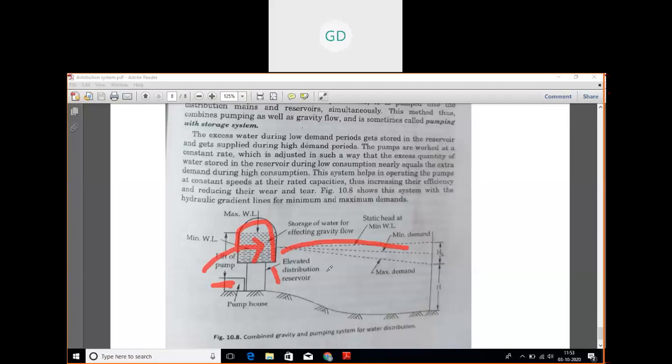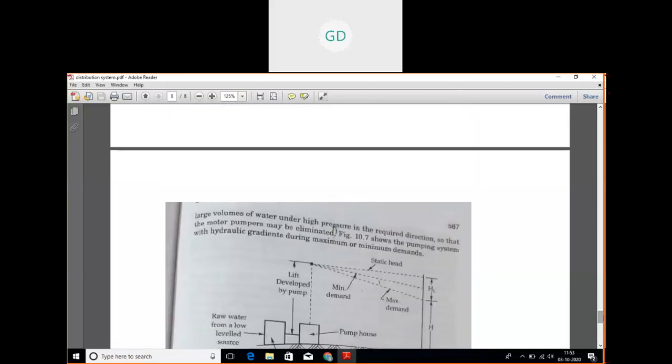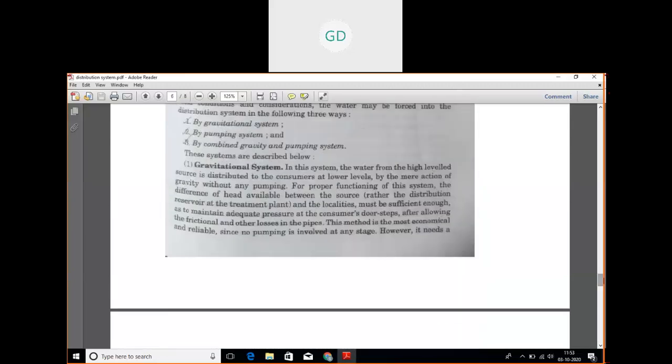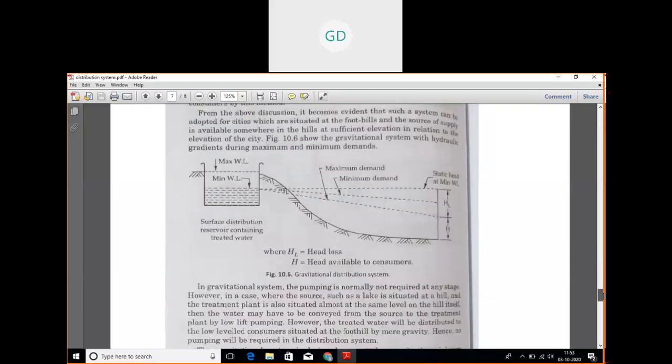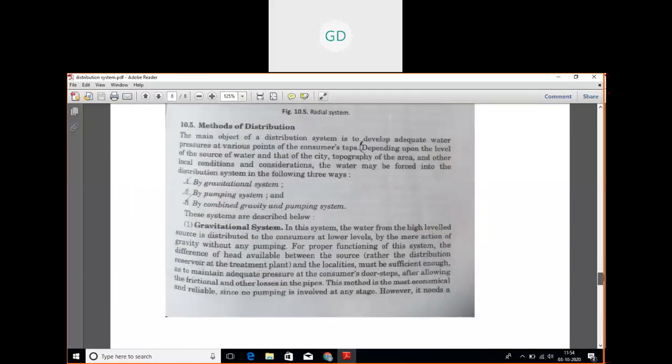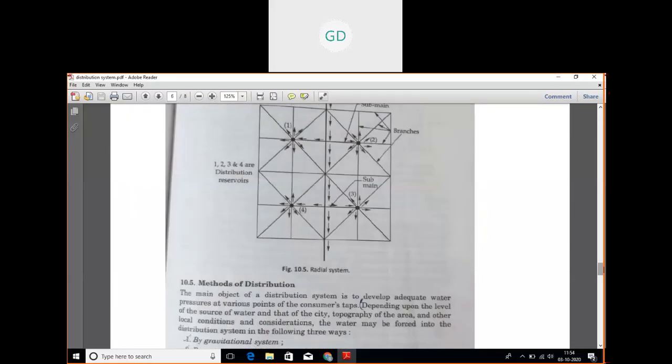So these three methods are the methods for distribution of water. All these things you write down in your copy, with proper diagram. Clear? With this, we end our first module.